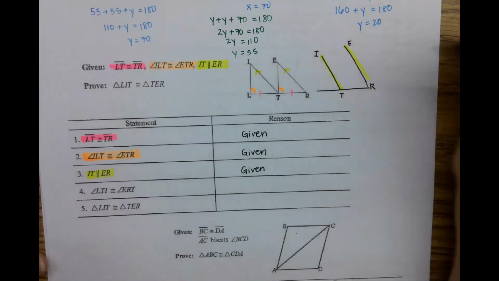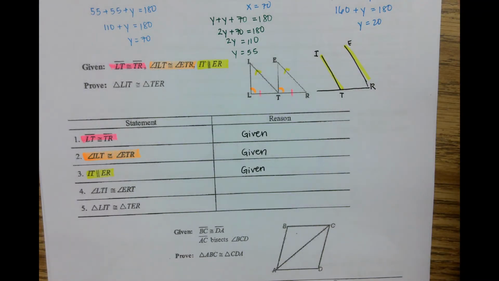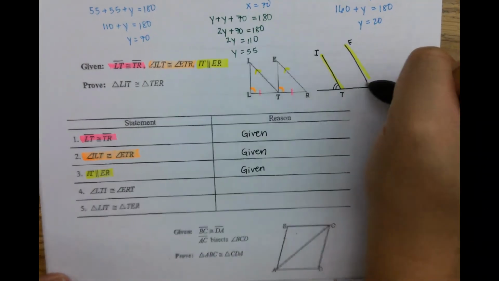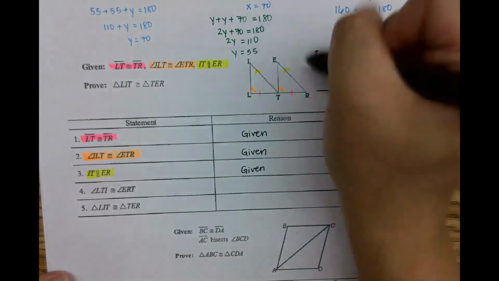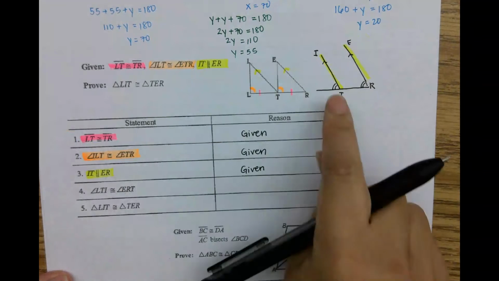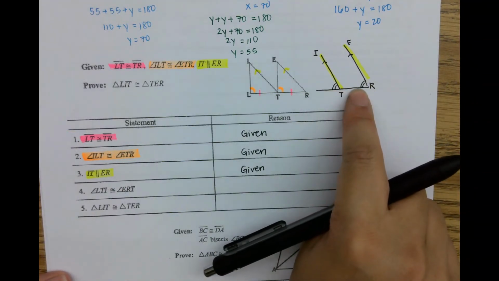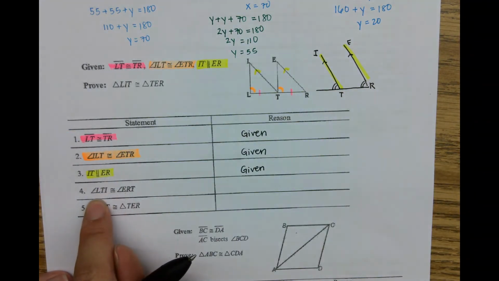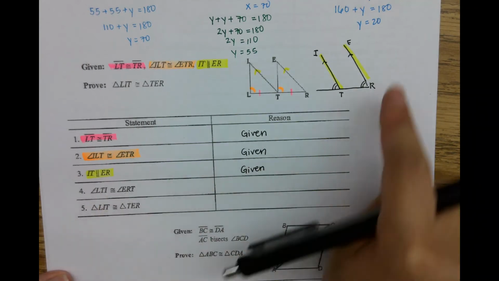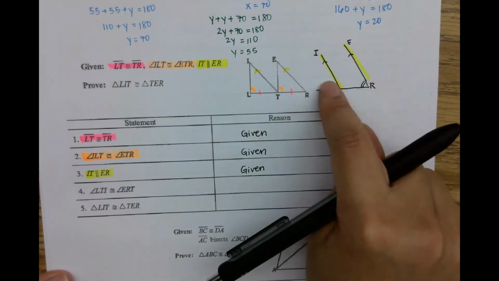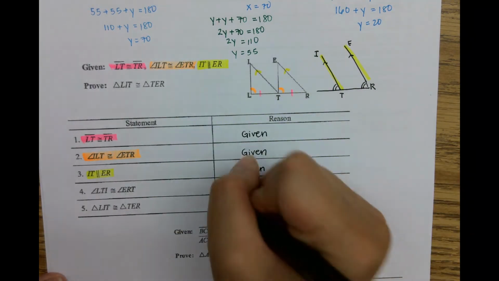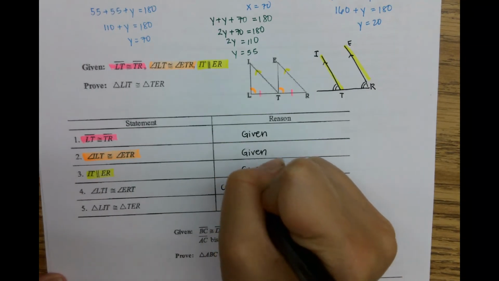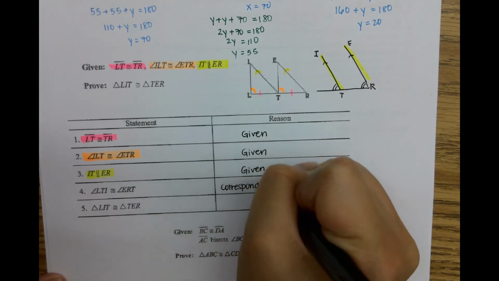Okay. And when I do that, what I see is that I have corresponding angles, which would make this and this congruent because, not just because they're corresponding, but because they are formed by parallel lines. That would make these two angles congruent. And that's why here you see that LTI is congruent to ERT. And the reason why is because they are created by those parallel lines, I can use the corresponding angles postulate.